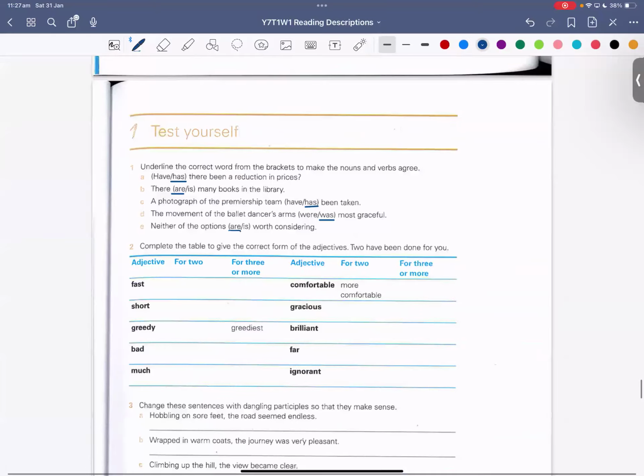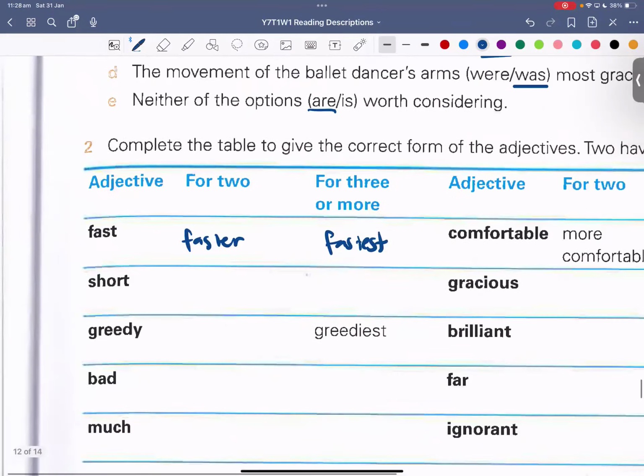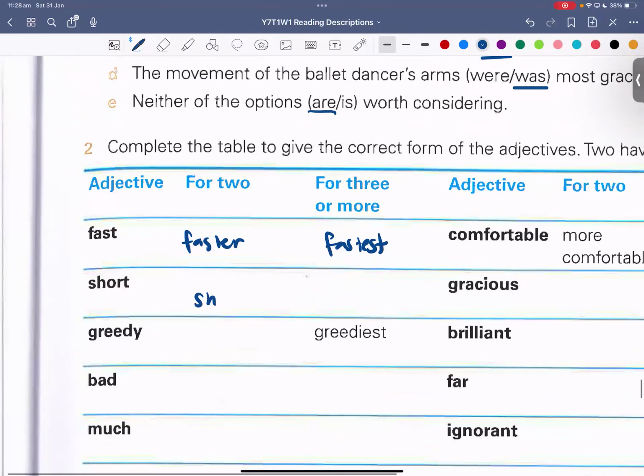Complete the table to give the correct form of the adjectives. Two have been done for you. So we'll go next person in the back. For fast, what is it for between two people? Yep, and for three or more? Yes. And then we'll go from there. For short? Shorter and shortest. So far, so good. Next.